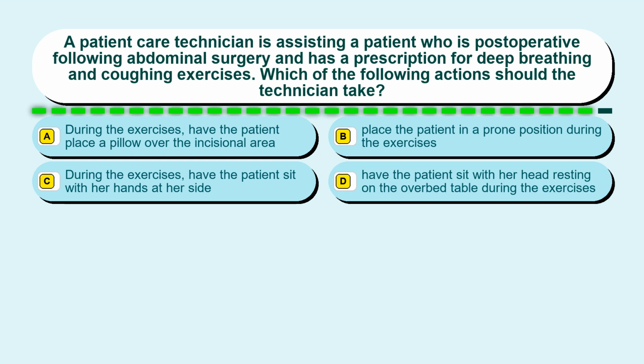Question 11. A patient care technician is assisting a patient who is postoperative following abdominal surgery and has a prescription for deep breathing and coughing exercises. Which of the following actions should the technician take? Option A. During the exercises, have the patient place a pillow over the incisional area. Option B. Place the patient in a prone position during the exercises. Option C. During the exercises, have the patient sit with her hands at her side. Option D. Have the patient sit with her head resting on the overbed table during the exercises.